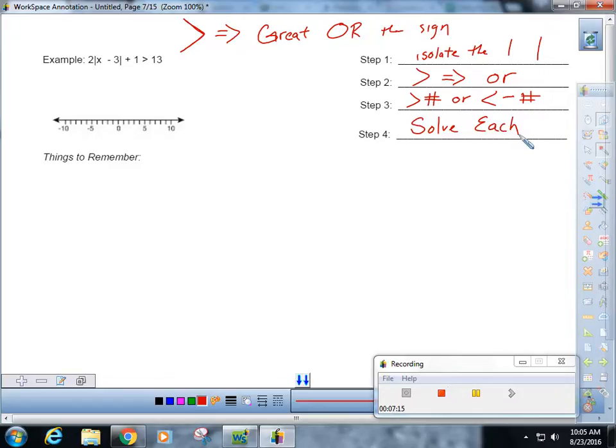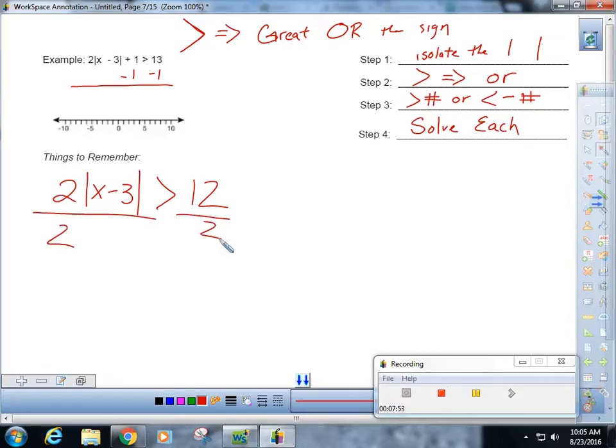Let's do it. So, subtract 1. You get 2. Here, let me write this result way down here. You get 2 times the absolute value of x minus 3 is greater than 13 minus 1 is 12. I'll take a little pause so you guys make sure you understand how I got that. Now, we still have not achieved step 1 yet. We have not isolated the absolute value sign. We have this 2. So we need to divide both sides by 2. And you get the absolute value of x minus 3 is greater than 6.